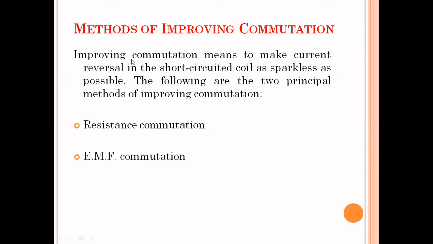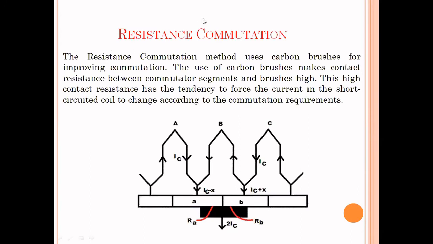Improving commutation means making current reversal in the short circuited coil as sparkless as possible. We have to reverse the current in a coil in such a way that there is no sparking between the brushes and the commutator segments. There are two methods of improving commutation. One is resistance commutation, and the second is EMF commutation. Now let us discuss resistance commutation.